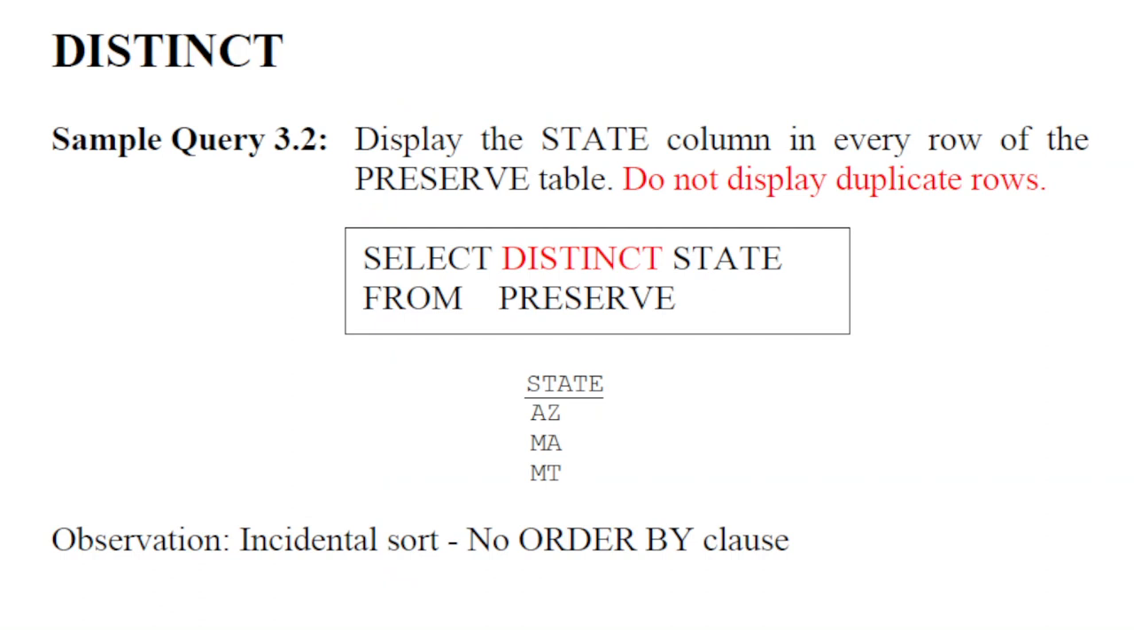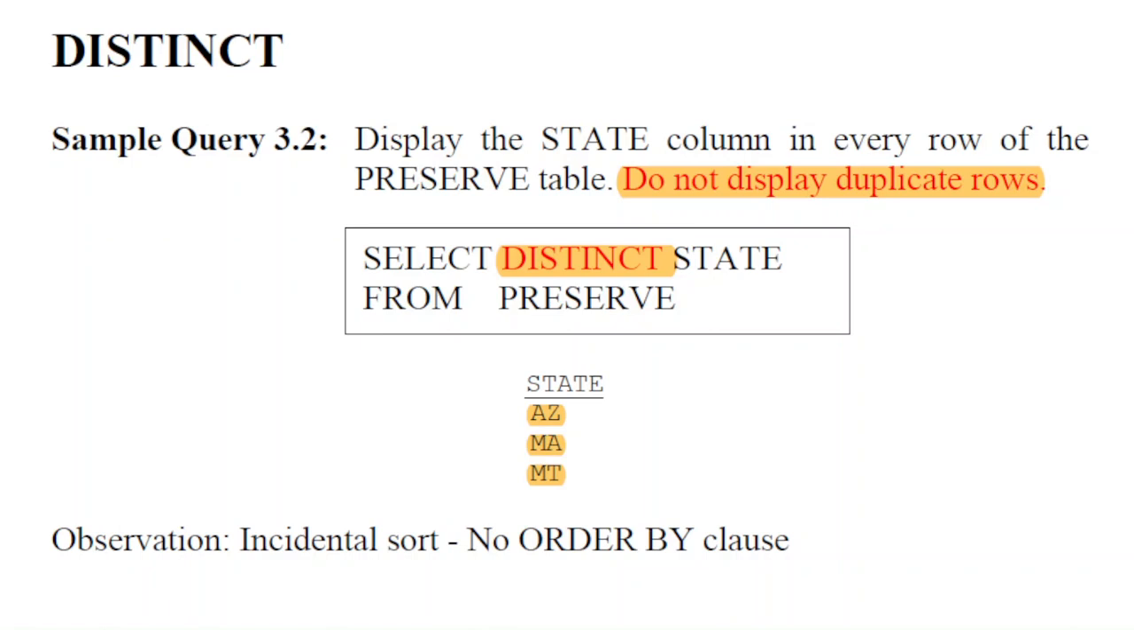We're going to specify the keyword distinct to satisfy this objective. We have the same query objectives, display the state column of every row in the preserve table, but it says do not display duplicate rows. There it is. We specify the keyword distinct. All right. After the keyword select, we look at the result, Arizona before Massachusetts, before Montana, 3 distinct values.